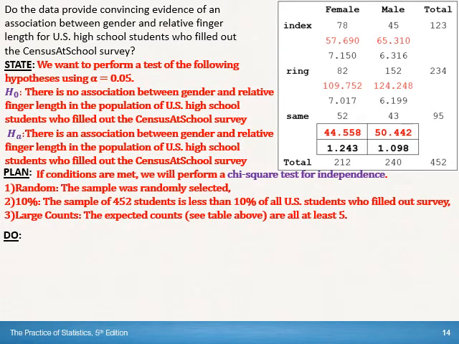All right, so this is a chi-squared test for independence. Clearly, we said this before. It's independence because there's only one sample. The sample was randomly selected. We can assume that there are more than 4,520 high school students in the U.S. that filled out this survey. And then the large counts, you can look at them in the table up above. All the red numbers are at least 5.